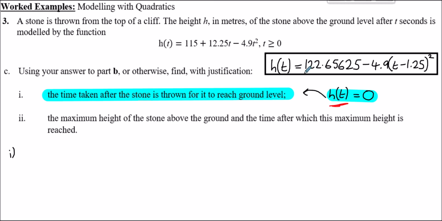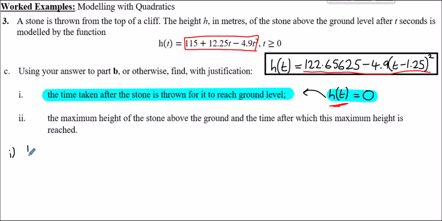Well, h of t is this expression here. Or in a simpler form, h of t is this. So we can solve for this being equal to 0. I'm going to show you one of two ways: one using a calculator, the first method without.